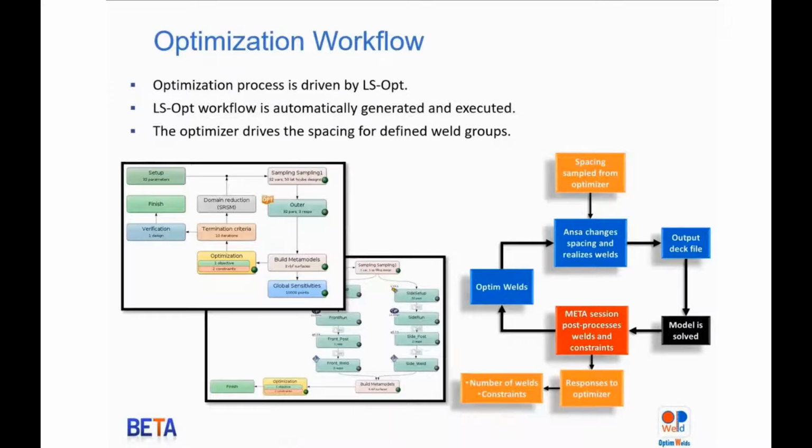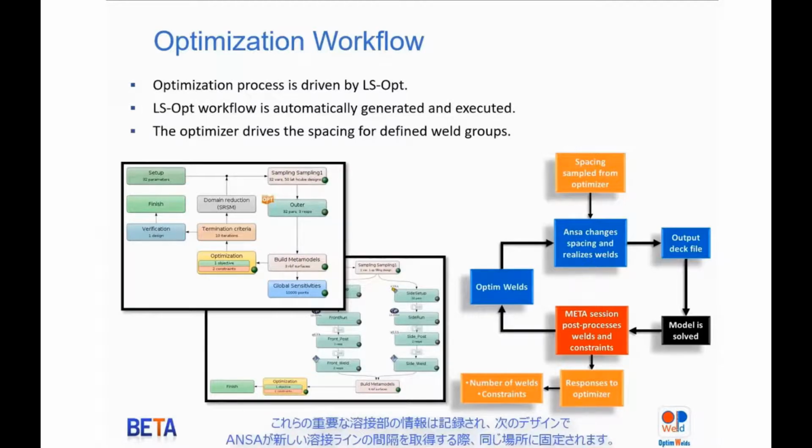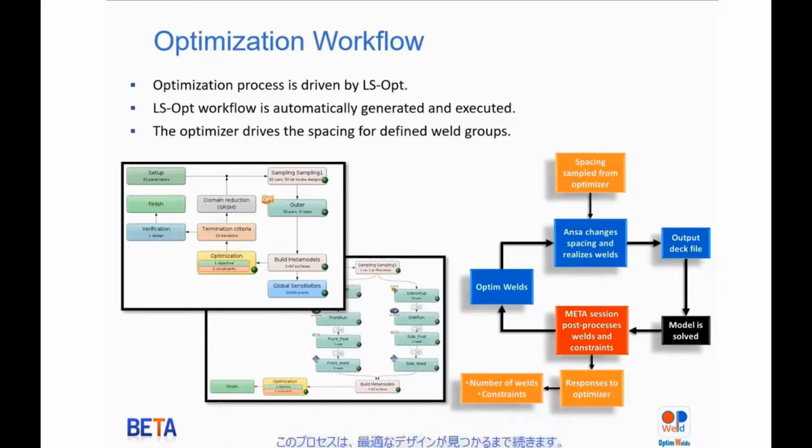This model is solved and the results are processed by Meta, which is going to extract the optimization constraint values as well as weld information. The constraint results are used by LSOPT to sample the line spacing for the groups, while the weld information is processed to determine which welds are considered critical to model performance. These critical welds will be recorded and fixed in the same location for the following design, where ANSA gets a new weld line spacing. This process continues until an optimal design is found.